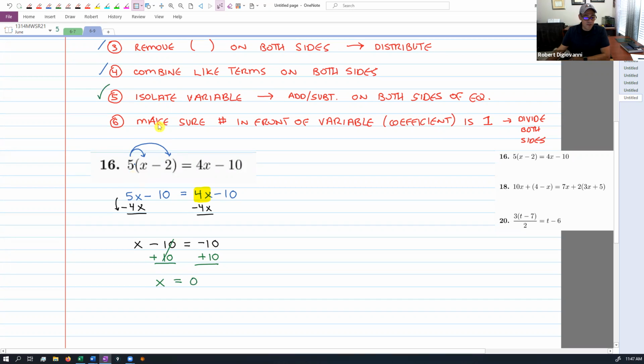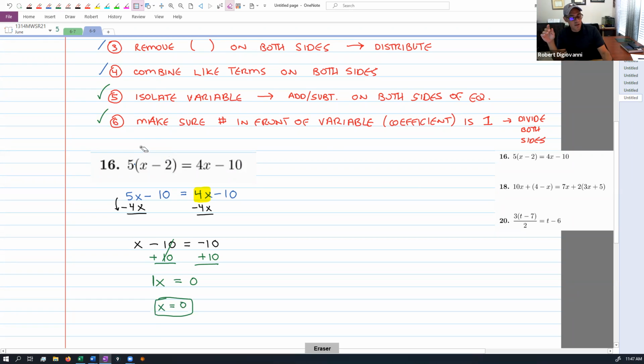Now, the last step is to make sure that the number in front of the variable, which is called the coefficient, is a 1. So do we have a 1 in front of this x? If it's not there, it's a 1, right? So at that point, our step 6 just happens to be done. So our answer is x is 0. Now, good, Caitlin, you're off the hook here.